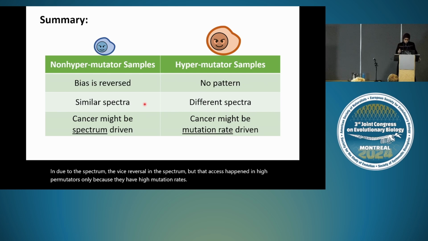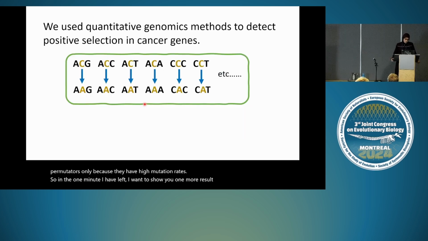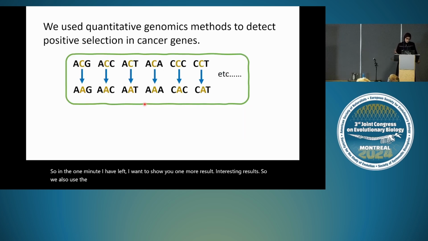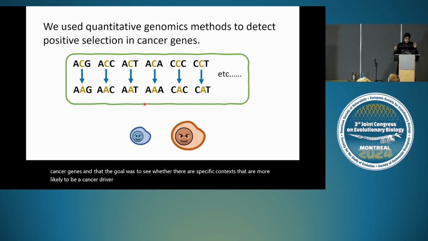So in the 1 minute I have left, I want to show you one more interesting result. We also use the cancer genomics methods to detect positive selection in cancer genes, and the goal was to see whether there are specific contexts that are more likely to be cancer driver mutations. And we did that separately for high permutators and for non-high permutators.